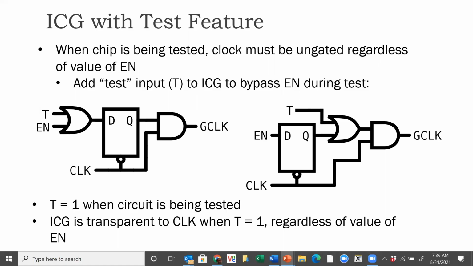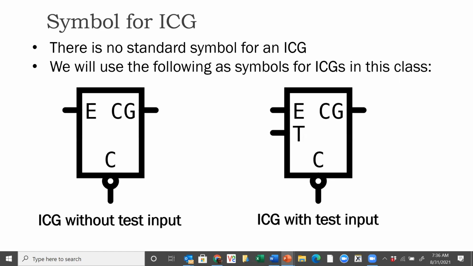Standard cell libraries will have ICGs with this test feature and even without the test feature. And it's up to the user or the designer to decide whether they want to provide a test feature or not to the ICGs in the circuit. Normally, we always provide that feature because all chips usually need to be tested. And again, during testing, we don't want the clock gating circuit to actually gate the clock. We want all the clock to go through everywhere during test. So that's why you have this test feature.